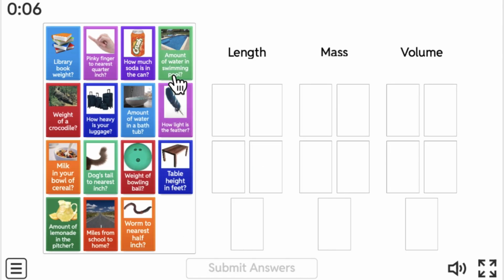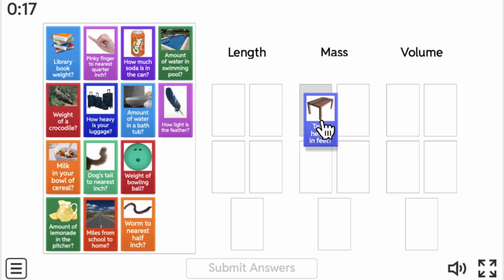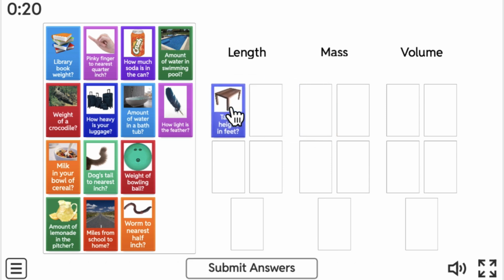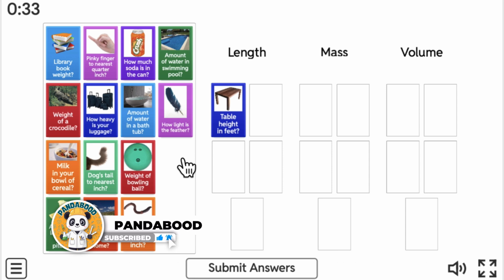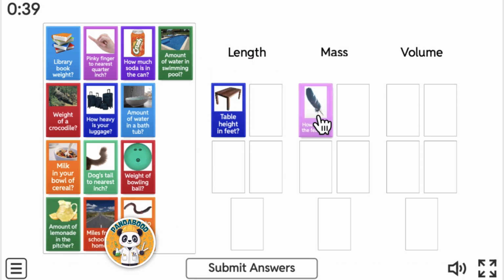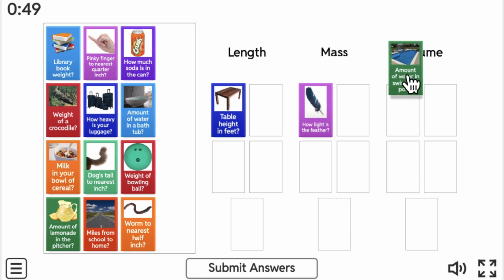Here, we have some examples of stuff we need to measure. For example, table height in feet. Are we measuring the mass? No, since it's the height, it's the length. Also, you will see other units for measuring the length in this game, like feet and inches. What about how light is the feather? Here, we're measuring the mass. If you want to know the amount of water in a swimming pool, you're not gonna measure the length or the mass, but the volume.